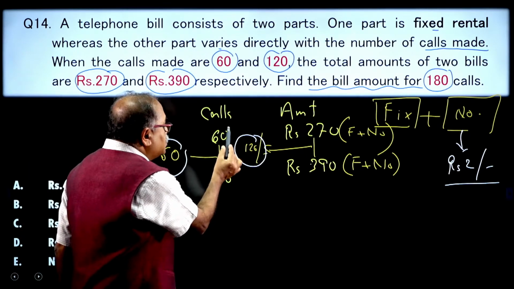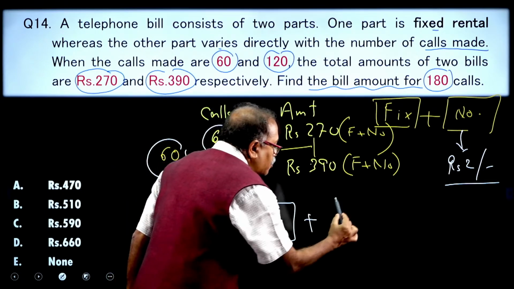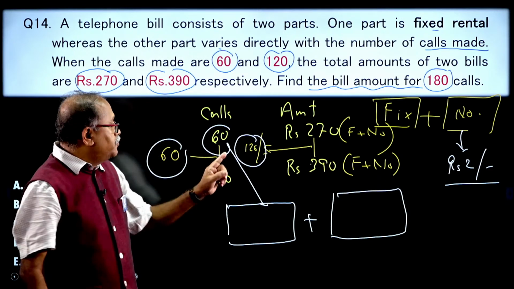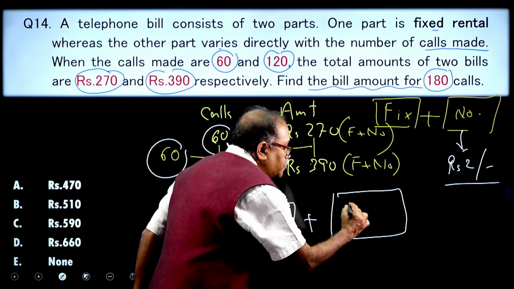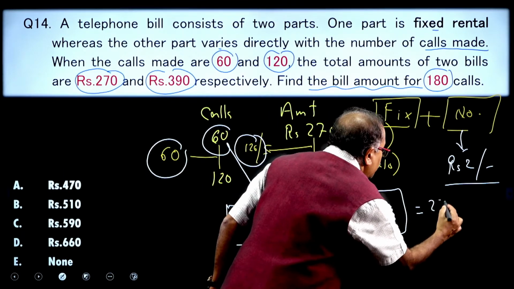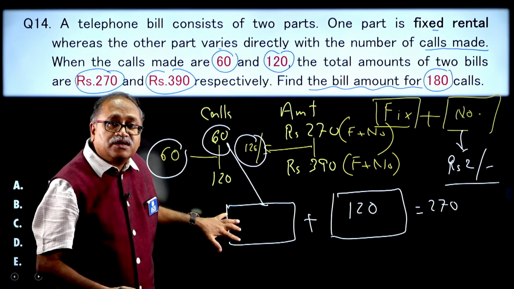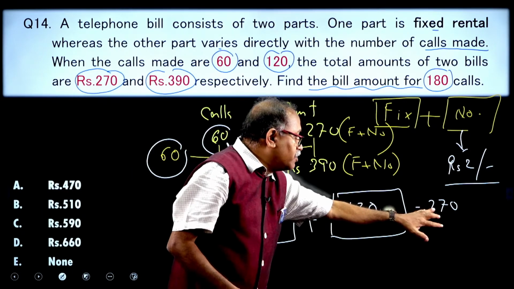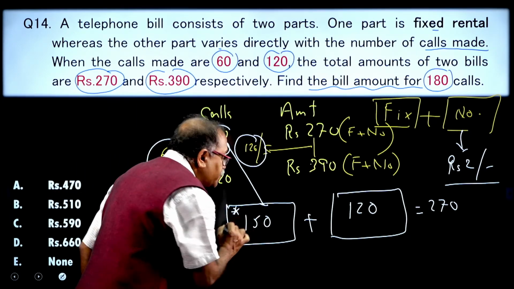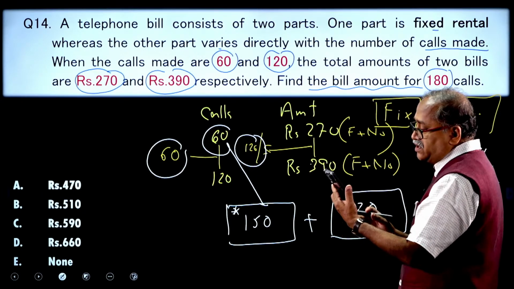So, if you make 60 calls, the fixed money plus the call rate. The call rate is 2 rupees per call. For 60 calls, 60 into 2, 120 rupees, but you paid a total of 270. That means the remaining amount is the fixed expenditure. So, that is 270 minus 120, that comes to 150, which is your fixed expenditure. So, in the second case, let me see if someone has answered it.